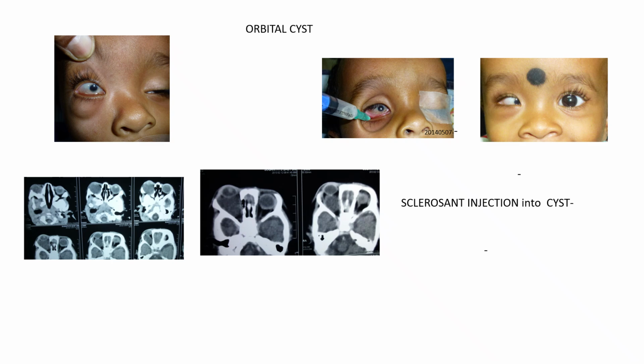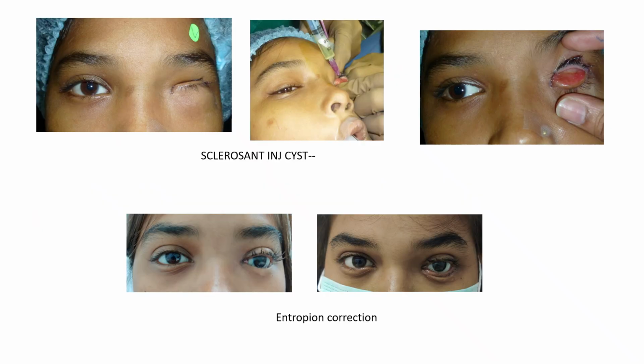Sclerosant injection into the cyst, which was subsequently excised. Sclerosant injection into the cyst. Subsequently, patient developed entropion, which was corrected.